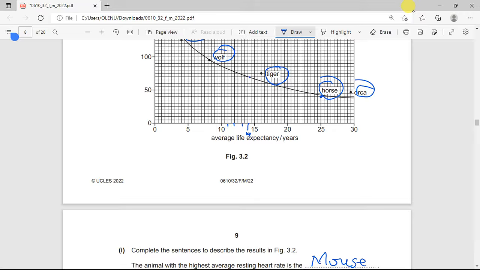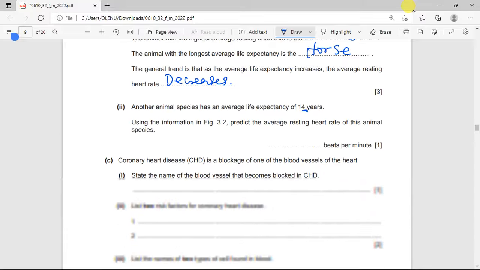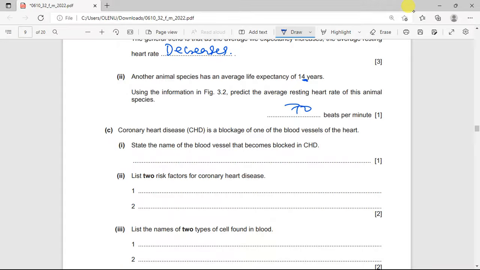This is where it meets the graph, the line, and you trace it back to this point. So this will be 60, 70. That's it. So 70 beats per minute.